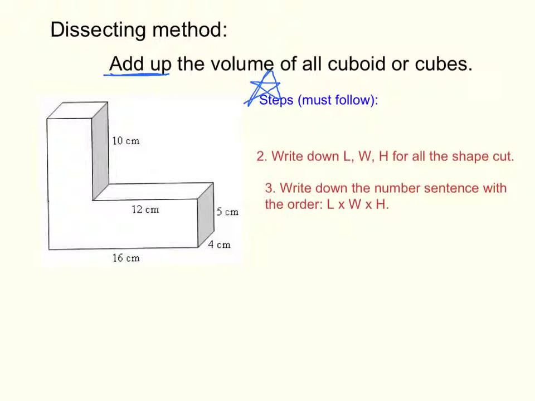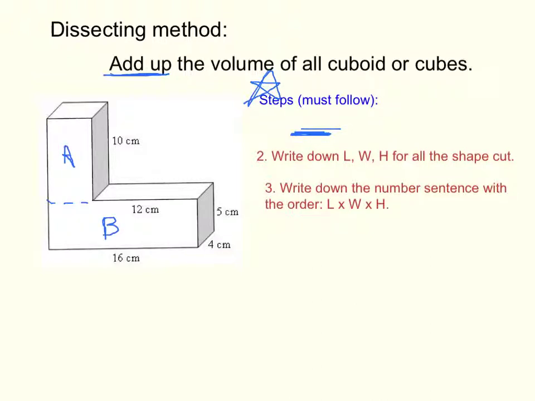So first of all, look at step 1. Before you find out the volume of this irregular 3D shape, you need to think about how to cut the shape. After you find the way to cut the shape, you must draw lines to show how you cut the shape. In this irregular 3D shape, you can cut in this way. For example, Miss Wong cut it horizontally. Then you have 2 parts: cuboid A and cuboid B.